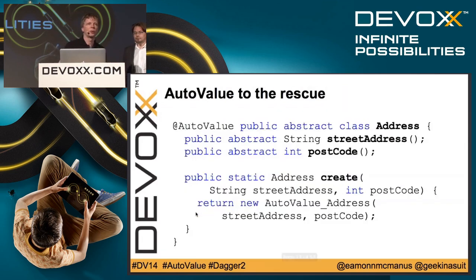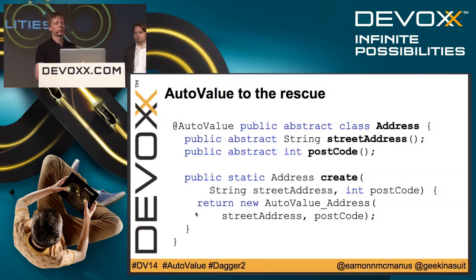So this is where AutoValue comes into the picture. The idea is, instead of defining your concrete class Address that has everything in it, you define an abstract class, and you have abstract methods for the properties of your class. These are the same getter methods that you had before. The interface doesn't change from when you were writing this by hand, but now you have abstract methods for the properties.